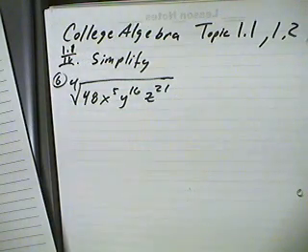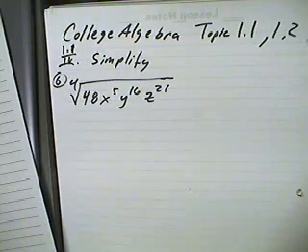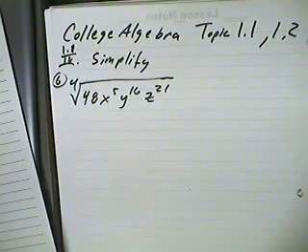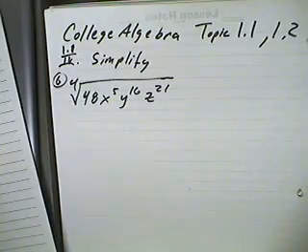College Algebra, Topic 1.1 and 1.2. First, 1.1 Part 4, Number 6. Simplifying the fourth root of 48, x to the fifth, y to the 16th, z to the 21st power.